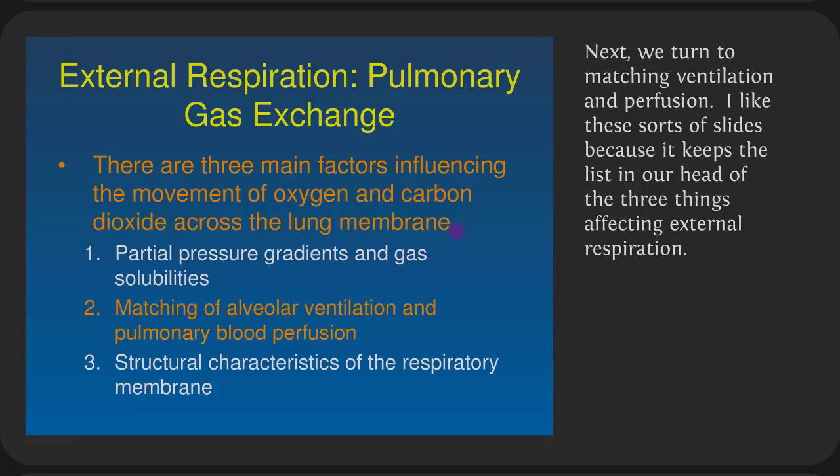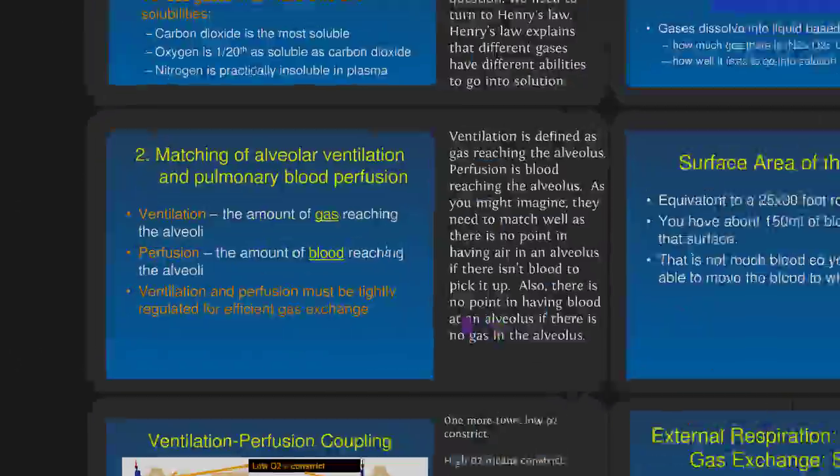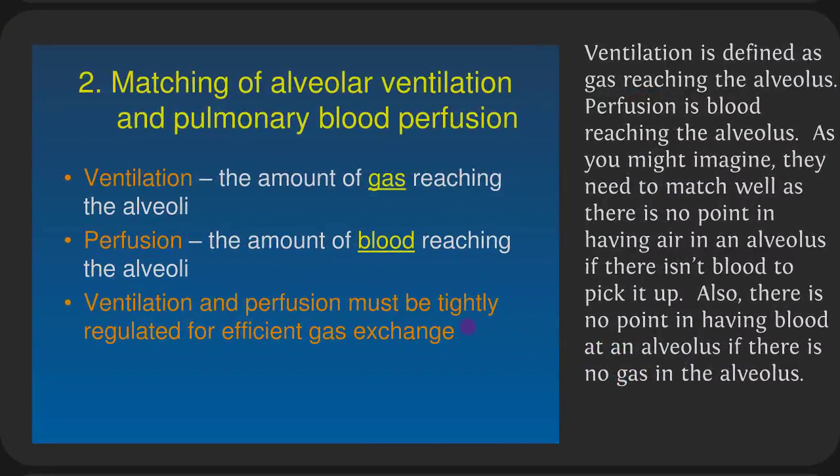Next, we're going to turn to ventilation and perfusion. I like these sorts of slides because it keeps things listed in our heads of the 3 things affecting external respiration. So we just did partial pressures. Now we're doing ventilation and perfusion. Ventilation is defined as gas reaching the alveolus. Perfusion is blood reaching the alveolus. As you might imagine, they need to match well, as there's no point in having air in the alveolus if there isn't blood to pick it up. Also, there's no point in having blood in an alveolus if there's no gas in the alveolus.